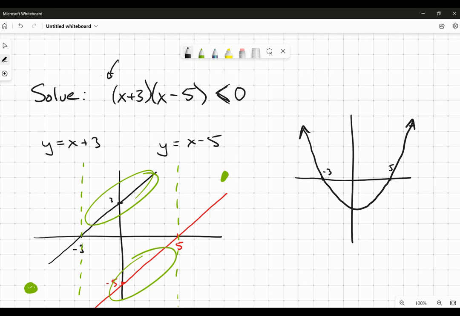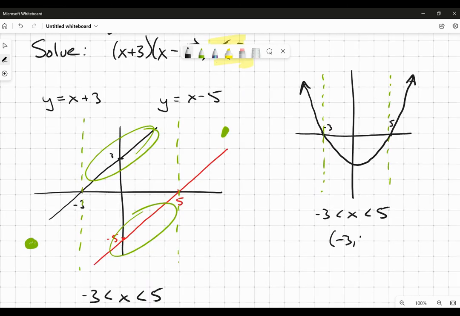And so then the question becomes, where is that parabola less than 0? Where is the y-coordinate of the points in the parabola less than 0? When is it in quadrants 3 and 4? And just like I did previously, negative 3 is when it crosses that axis, so it changes quadrants. Positive 5 is where it crosses. Where is the function in either quadrant 3 or 4? That's where the y-coordinates are less than 0. Well, right here, between negative 3 and 5, and I could write that again in interval notation like that.